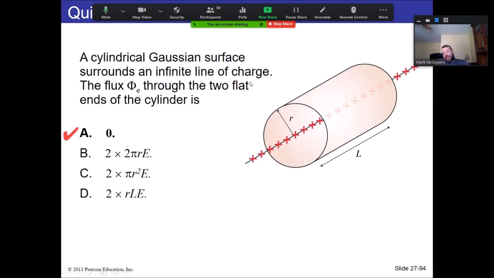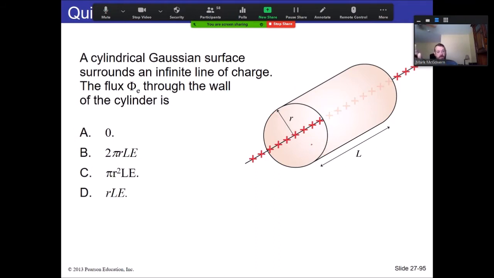The reason why it's A is because if you look at what the electric field is doing here, it's radially away, right? And on the edge, those vectors are parallel with the surface. So there's no flux. There's no electric field going through the ends. If there's no electric field going through the ends, then there is no flux.